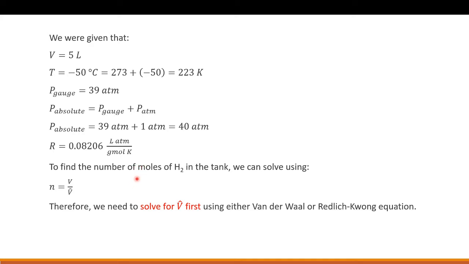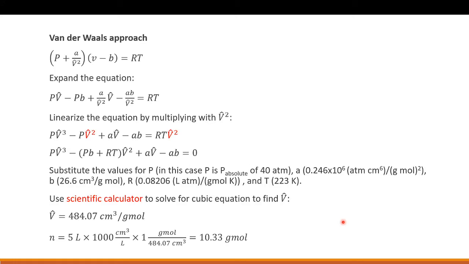Next, to find the number of moles of hydrogen in the tank, we can solve it using n is equal to V over V cap, right? So to find n, which is our final objective, we need to solve for volume first, using either the van der Waals or Redlich-Kwong equation. So this is your van der Waals equation.